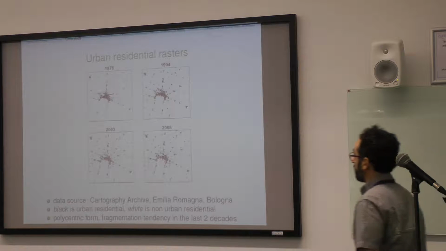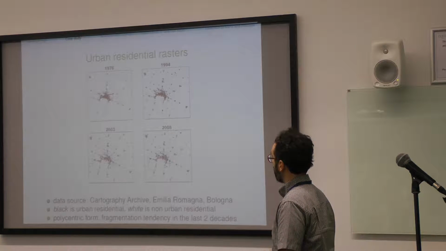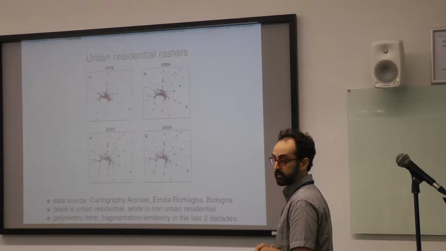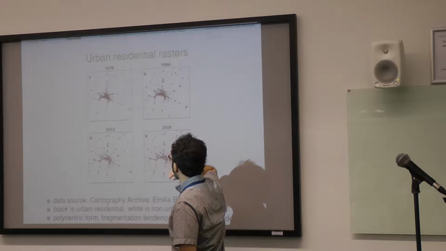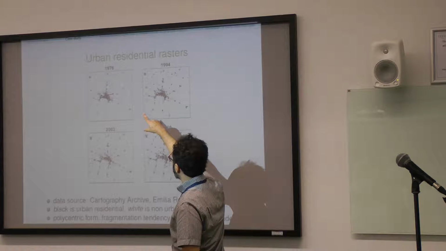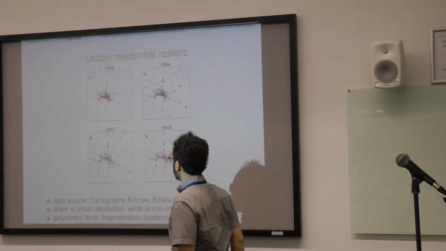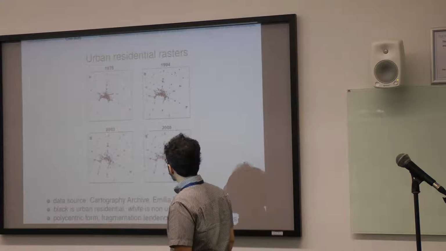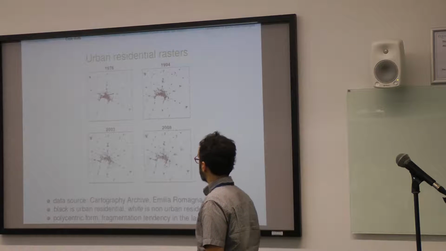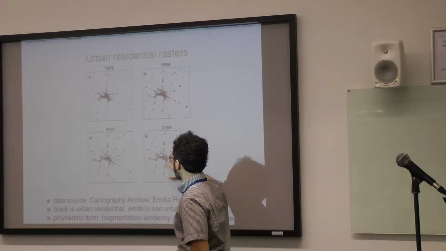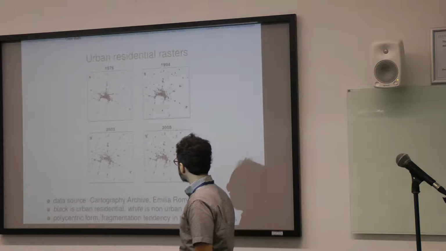So here is just a plot of the pattern in the different years. We got data from 4 time points: 1976, 1994, 2003, 2008. And these data give you an idea of the kind of sprawling that is affecting the area in the last, say, 20 years.